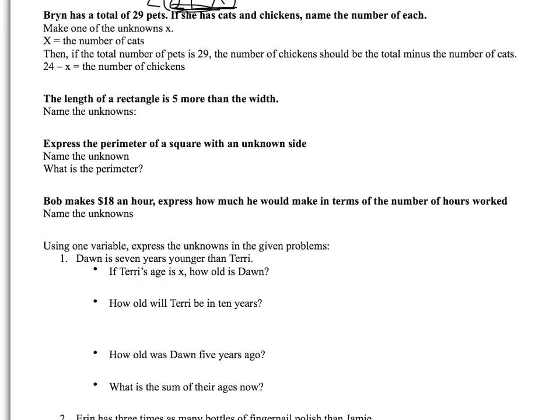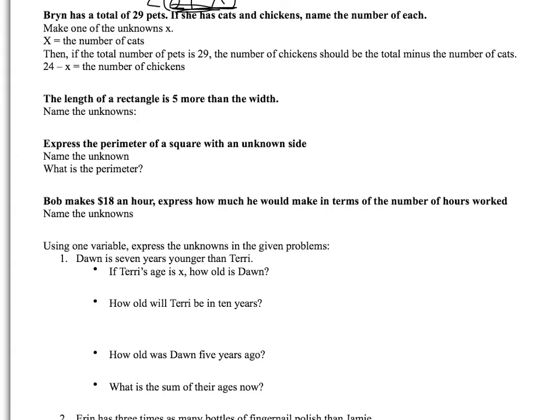Okay, so let's just continue through here. Bryn has a total of 29 pets. If she has cats and chickens, name the number of each. Make one of the unknowns X. Okay, so if X is the number of cats, the total number of pets is 29. The number of chickens should be the total minus the number of cats.